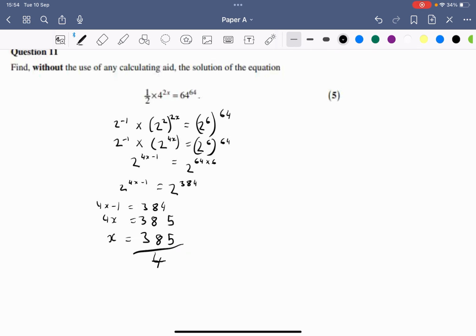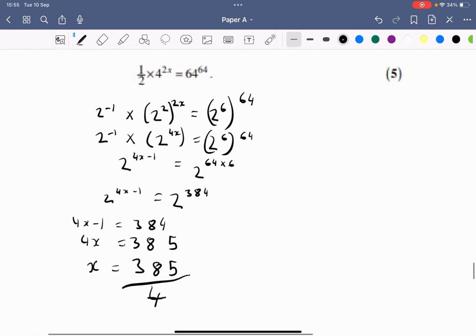The fact that they've said without the use of any calculating aid gives off the assumption that you're not allowed to use a calculator, which is far from true. I think what they essentially just mean is, if you have a calculator that can solve this straight away, don't use that. Show the steps, essentially.